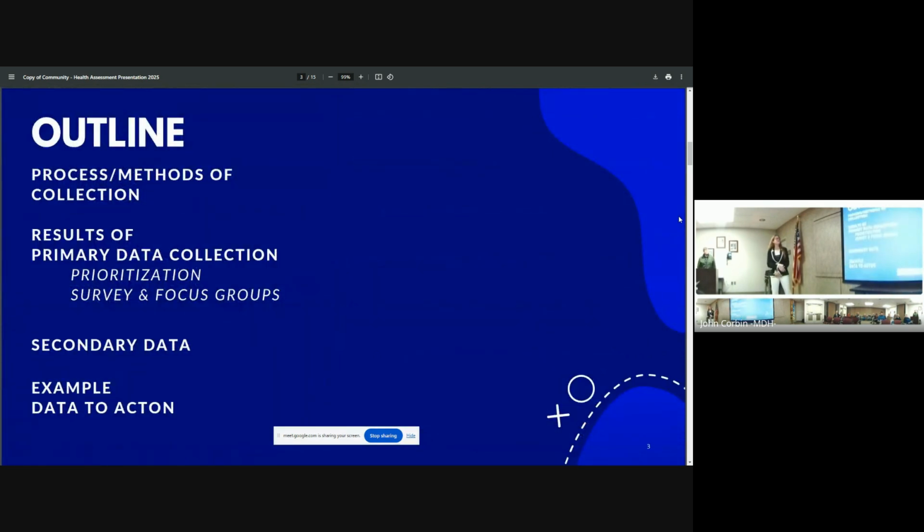This is the outline. We talk a little bit about the process, the methods of our collection, our primary data prioritization survey and focus groups, the results, the secondary data, and then, as I mentioned, the example of data to action. I'm going to do that in about 20 minutes.